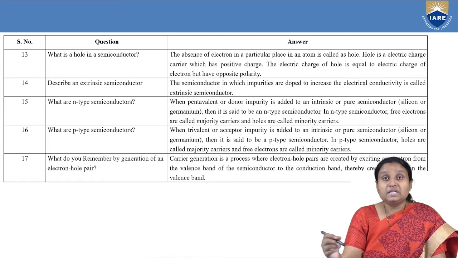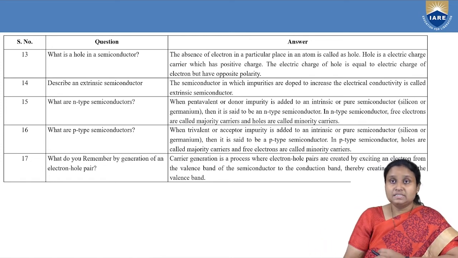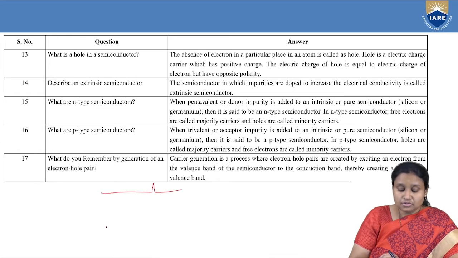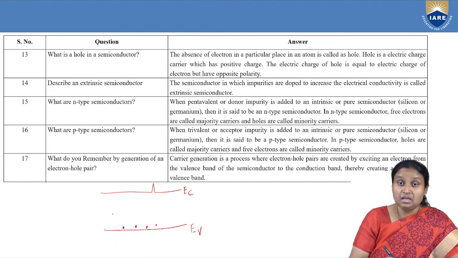Here, of course, what is a hole? So just now we were talking about generation of hole. How is a hole generated? When we talk about generation of an electron-hole pair, here this is our conduction band and this is our valence band. First, when we are not supplying any energy, the electron will be in the valence band, but when we supply energy, the electron present in the valence band takes that energy and goes to the conduction band. It means that there is some vacant site because it has gone to the conduction band.